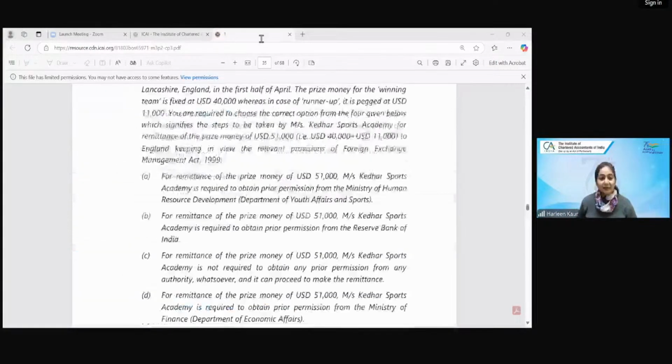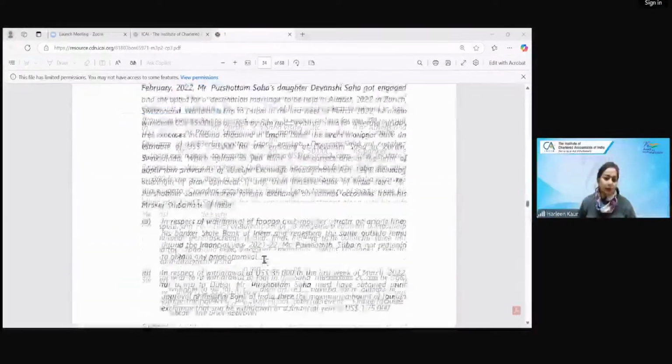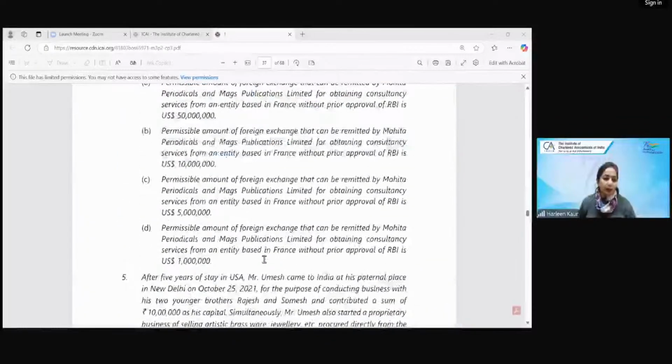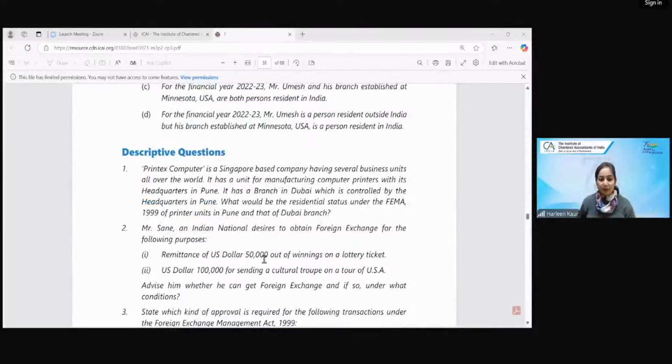All right. So shall we take up MCQs or should we take up descriptive questions? I think descriptive questions would be better because MCQs are too long, but you should read them because similar kind of MCQs come in the exams.